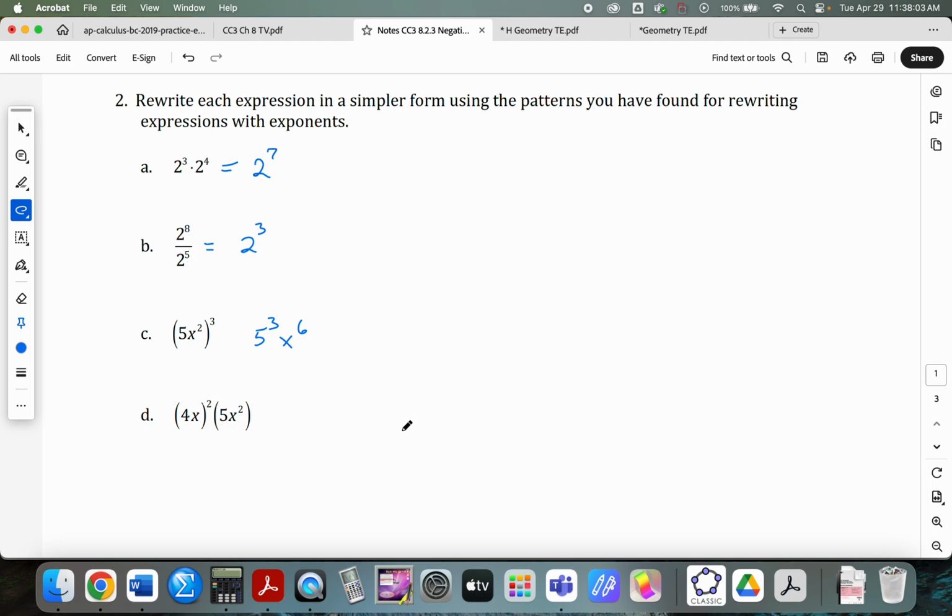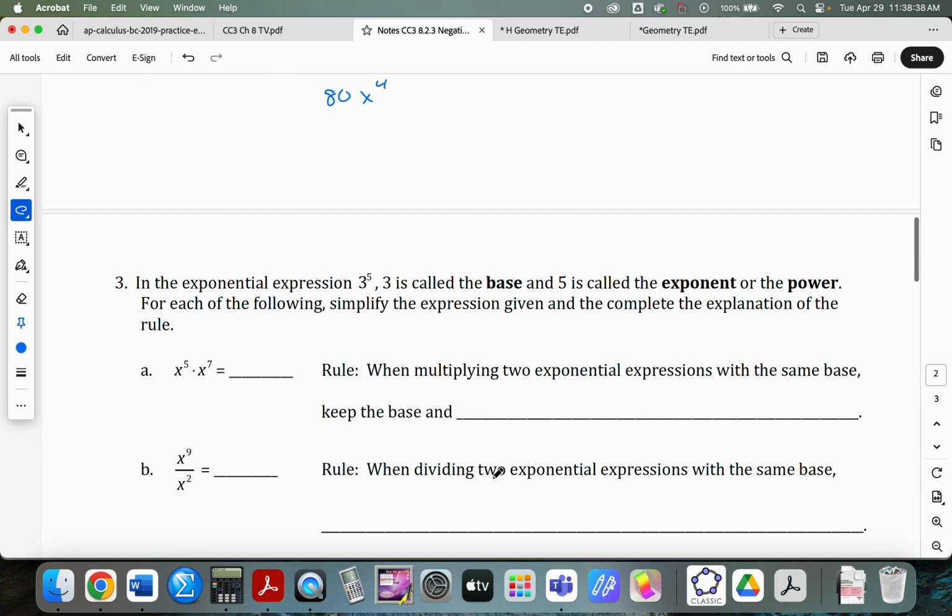And no one sits in desk 3, so I guess I have to do that one. So if you want to leave it as a power, it's 4 squared times 5 times x to the 4th power. And since it's talking about rewriting them with exponents, I would just leave it that way. If I ask you to simplify it, I would probably simplify this to 80x to the 4th. All right, let's move on to page 2.